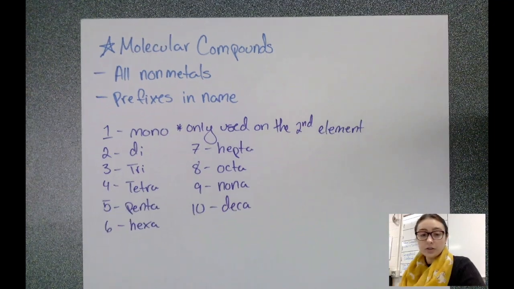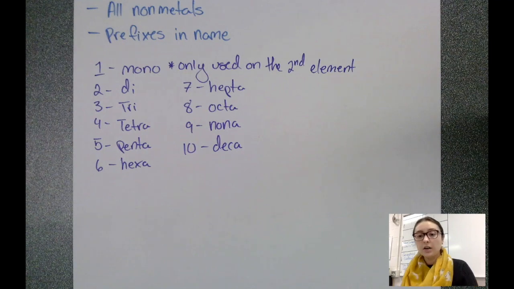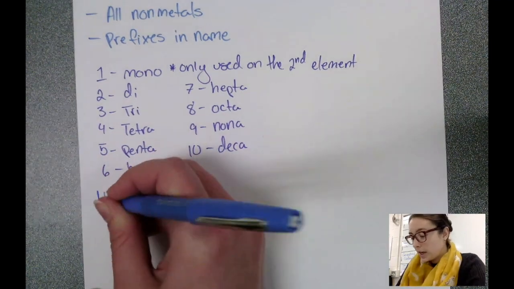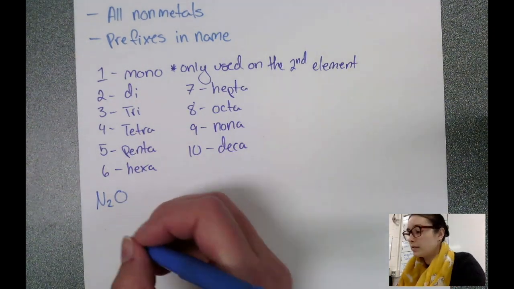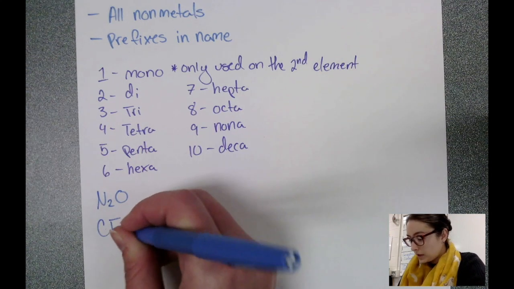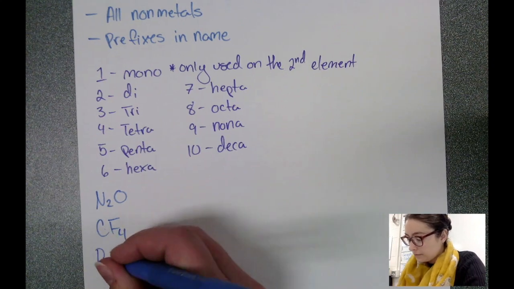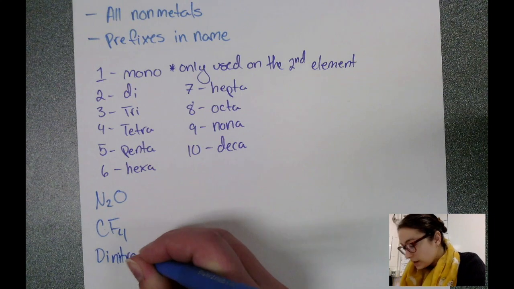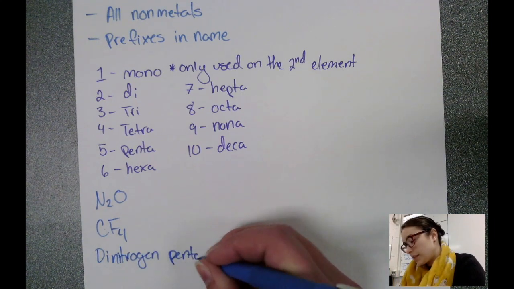We're also going to be changing the ending of our second element to IDE, just like we did when we wrote ionic ones. So let's just go through some examples. Let's say I've got N2O. Let's say I've got CF4, and let's say we've got dinitrogen pentoxide.